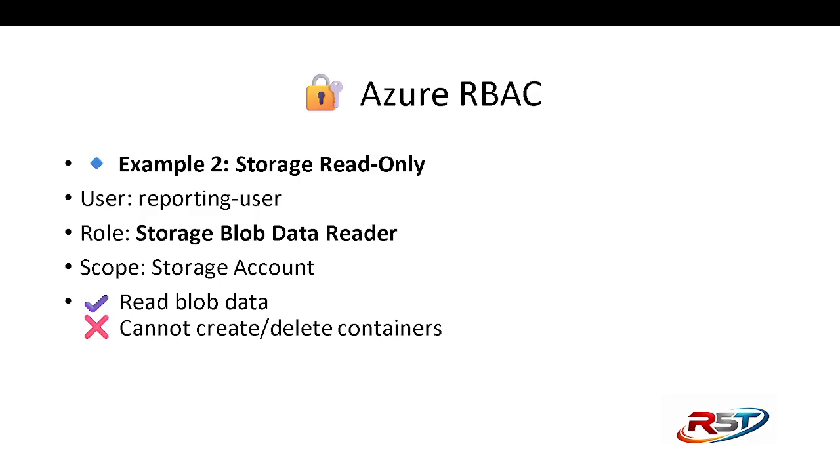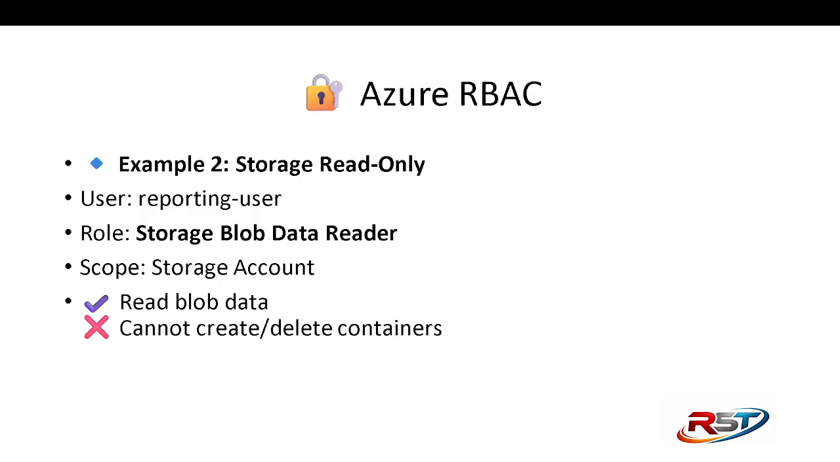Role assignment: Storage Blob Data Reader, the role name is like that. Suppose you created a custom role, then you have to give that custom role name there. So under role you give the custom role name, and the scope is the storage account. The scope, where we are giving this permission, is the storage account. We are assigning this role on the storage account.